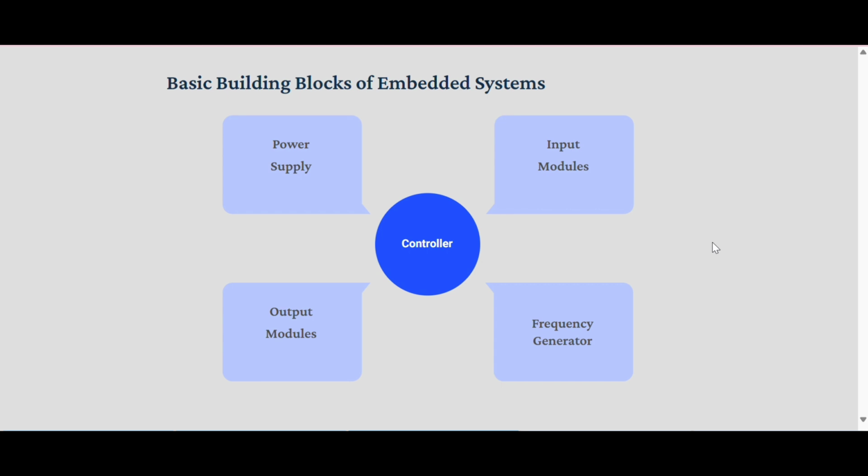After receiving input, the controller works like a brain. The brain understands the input and decides what action should be taken. Similarly, the controller processes the input based on the program stored inside it.